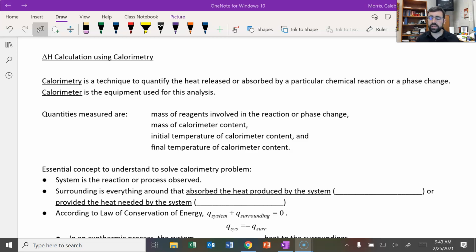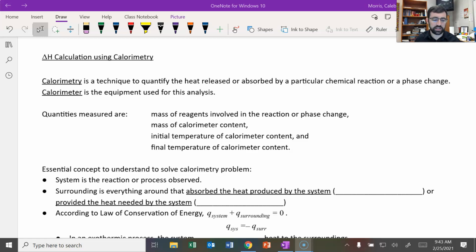Right, the main way that we calculate, in a laboratory, the amount of heat that's released or absorbed by a system is using something called calorimetry. We briefly introduced it last time with physical changes, but it can also be used for chemical changes as well. We're going to go into more detail with calorimetry now.